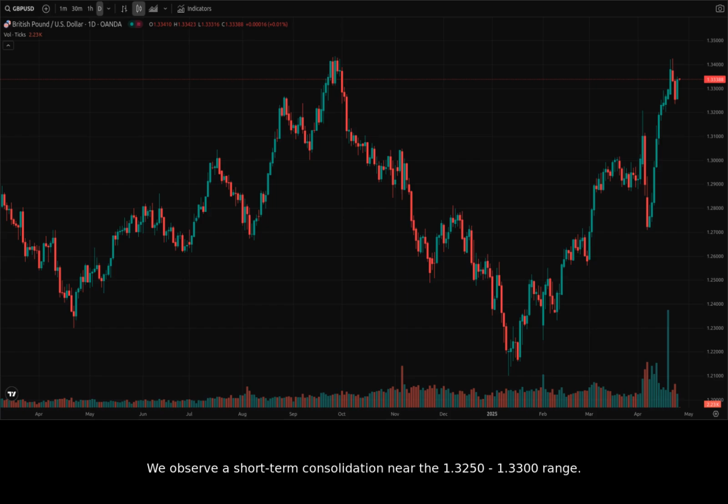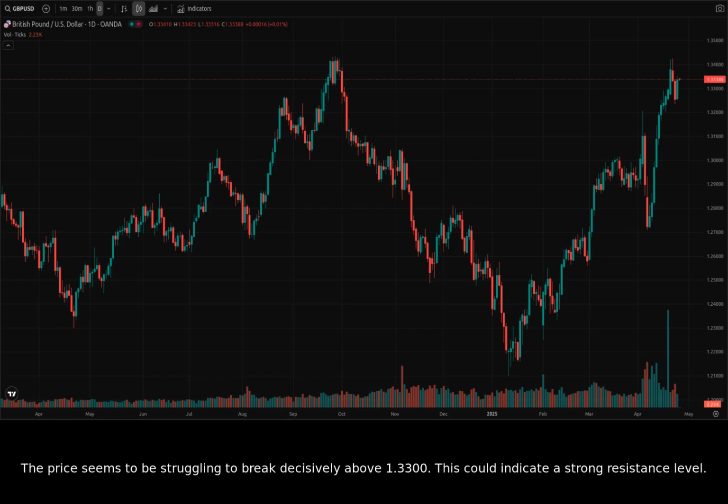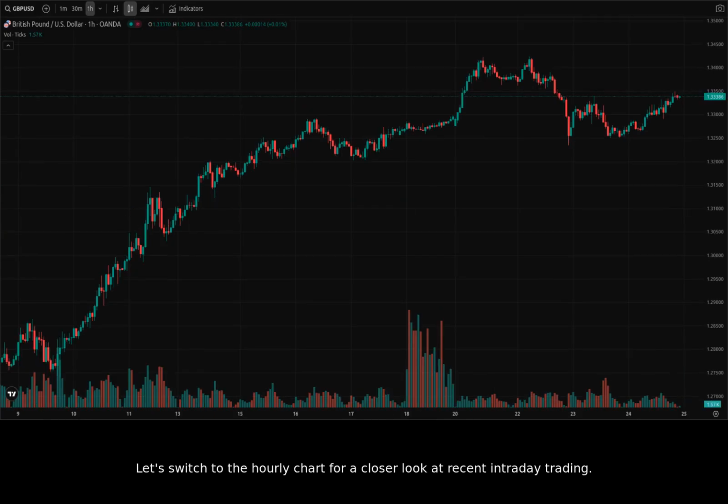Now, let's narrow our focus to the most recent price action on the daily chart. We observe a short-term consolidation near the 1.3250 to 1.3300 range. The price seems to be struggling to break decisively above 1.3300. This could indicate a strong resistance level. If we break below 1.3250, we could see a further decline to the 1.3200 level, or potentially even lower towards 1.3150.